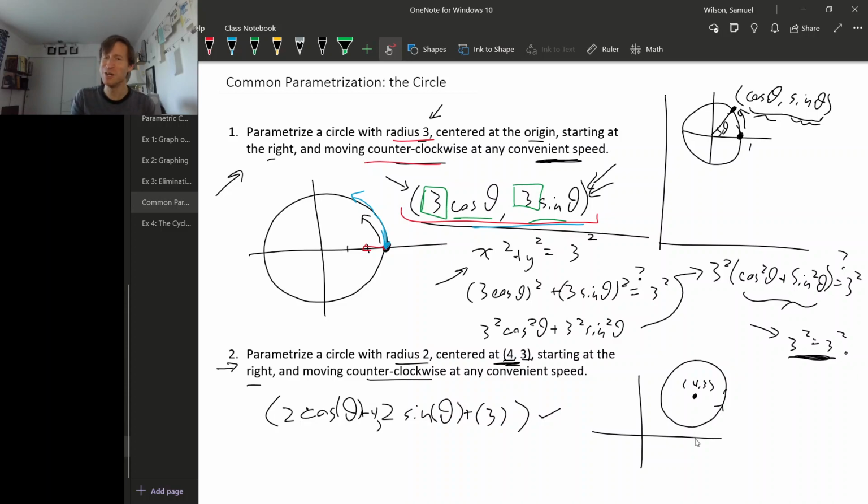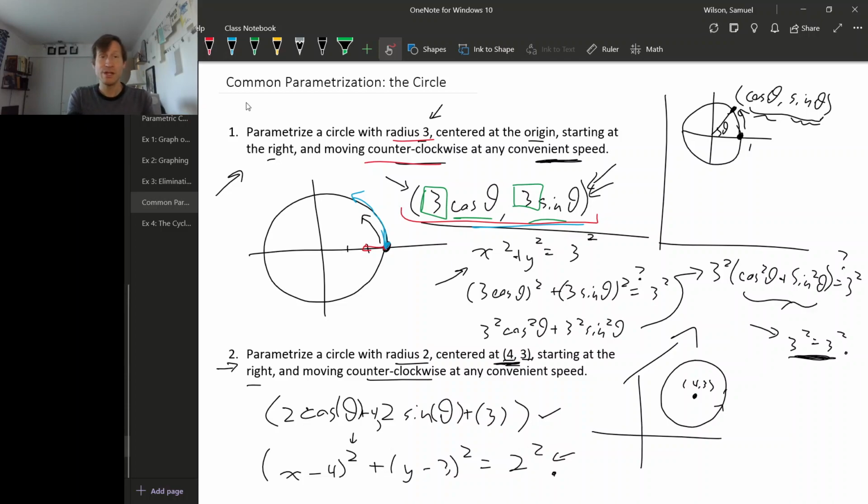If we wanted to, we could check that this parametric curve really does stay on this circle by writing down the equation for this circle and checking that this point satisfies the equation for the circle. The equation for this circle is (x − 4)² + (y − 3)² = 2². And I won't plug this parametric point into this equation and do all the algebra. It works out basically like the last one did. But this point is always on the circle that we wanted.